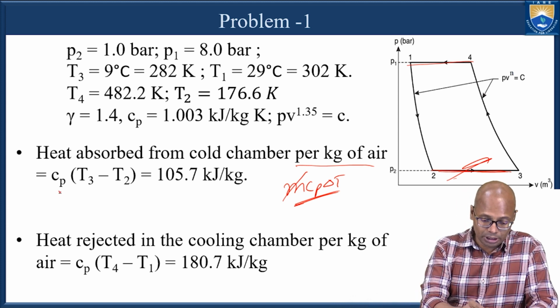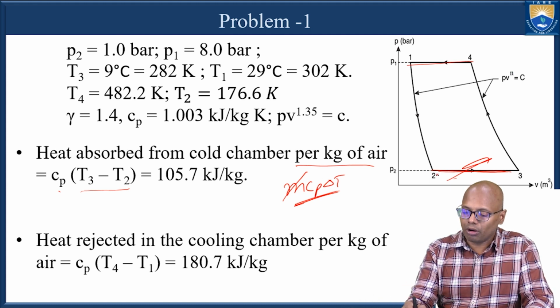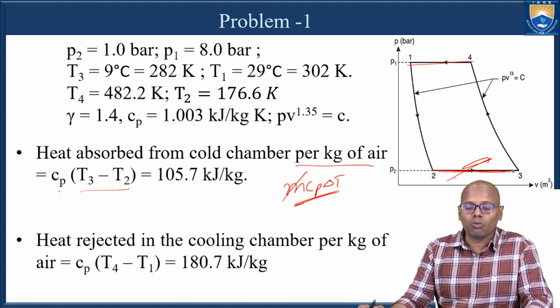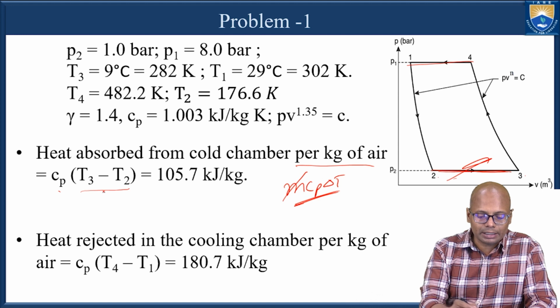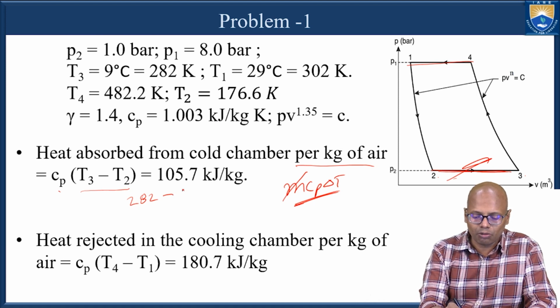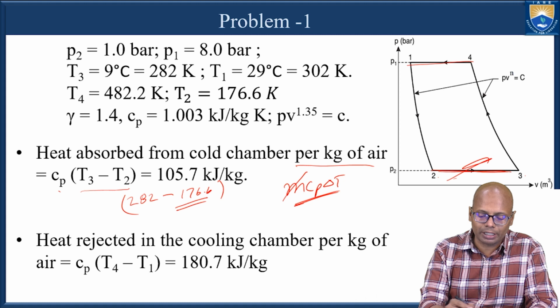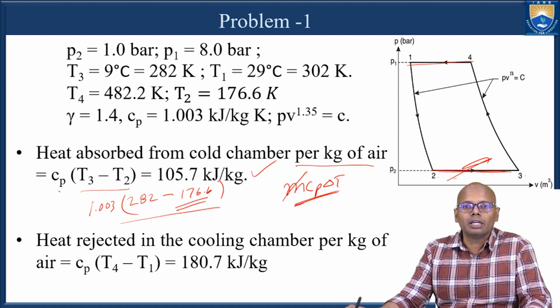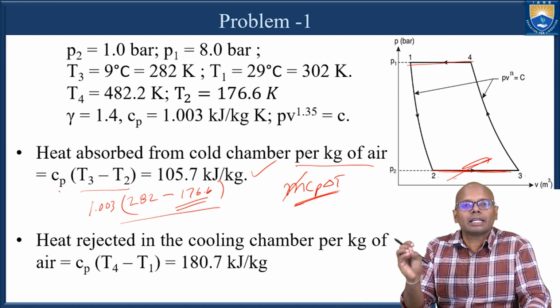If m is 1, Cp into the temperature difference across the cold chamber, not cooling chamber, it is the cold space, the cold region. So, across the refrigerator, what is the temperature difference? That is equal to T3 minus T2. T3 is 282 minus T2, which is 176.6, into the specific heat at constant pressure, 1.003. The value of this is 105.7 kilojoule per kg.